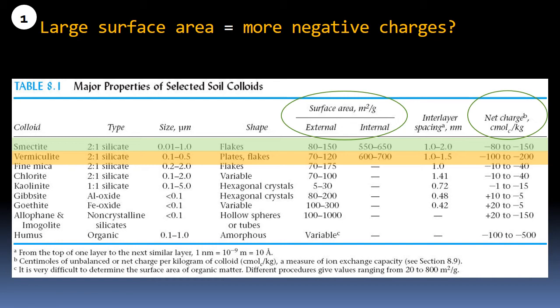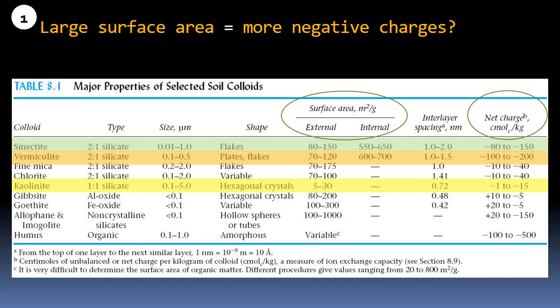And if we look at another type of clay like kaolinite, which is a 1-to-1 silicate clay, it looks like hexagonal crystal structures, and if you look at its surface area, you would find that it has between 5 to 30 square meters per gram, much less surface area than the 2-to-1 clays like smectite and vermiculite, and its charge is also much less than vermiculite and smectite. So we can say that in general, the higher the surface area, the more negative charge.